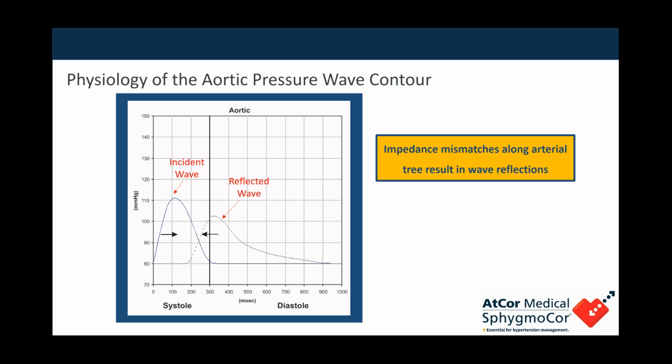In fact, the arterial waveform that we see is a composite of a forward traveling wave generated by ventricular contraction or ventricular ejection, that is the incident wave, and a backward traveling or reflected wave arising from sites of stiffness, bifurcations, and increased impedance mismatch in the peripheral circulation.